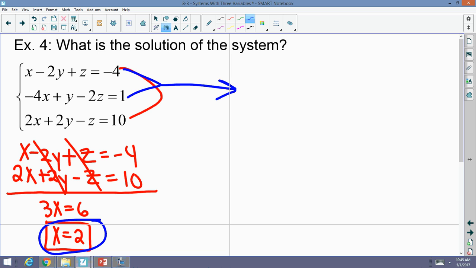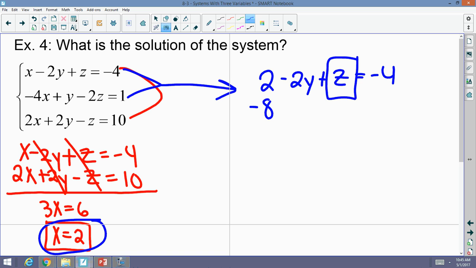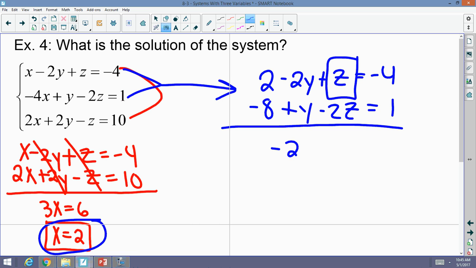Brilliant. 2, good job, minus 2y plus z equals negative 4. Guys, notice how I write my z's? My z's and my 2's sometimes get confusing. Just do a little line through it, my suggestion. And then this is negative 4 times 2, so that's negative 8, plus y minus 2z equals 1. Actually, let's rewrite it properly. Negative 2y plus z equals negative 6, and y minus 2z equals 9.